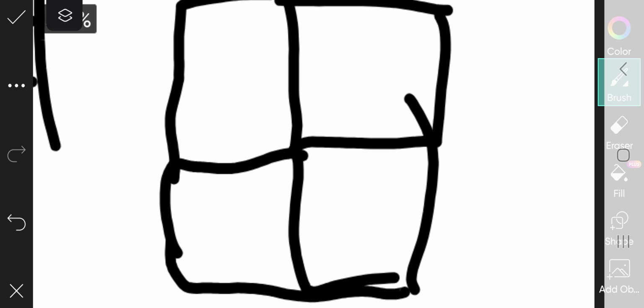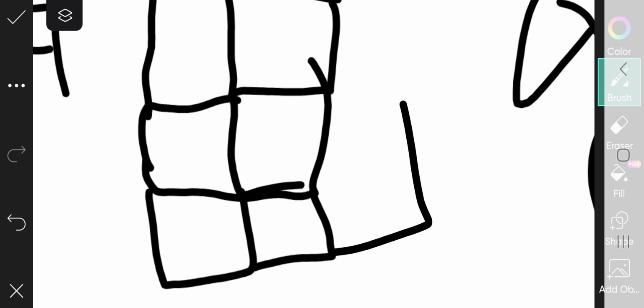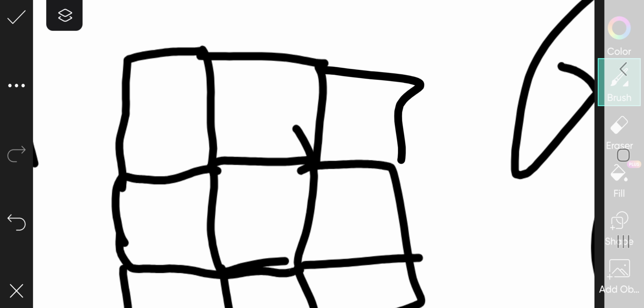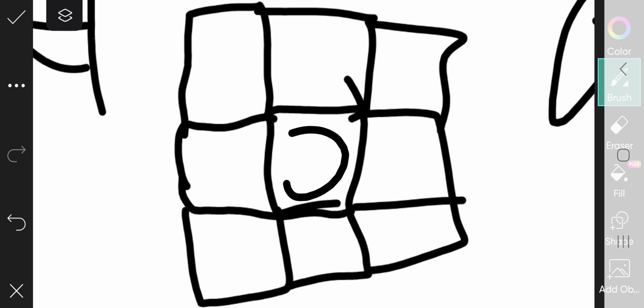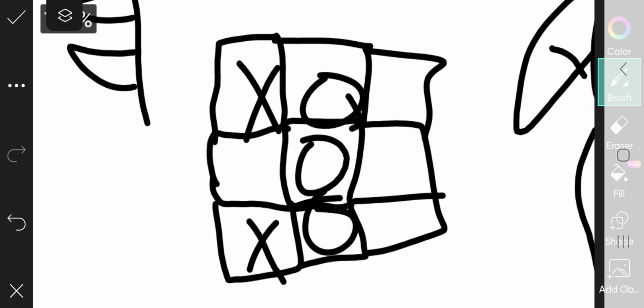I drew some squares, which I'm going to make some more squares. And some more squares. And another square. And then we're going to put a circle here. And then X here. And then a circle here. And then X here. And a circle here. And guess what? I just won tic-tac-toe.